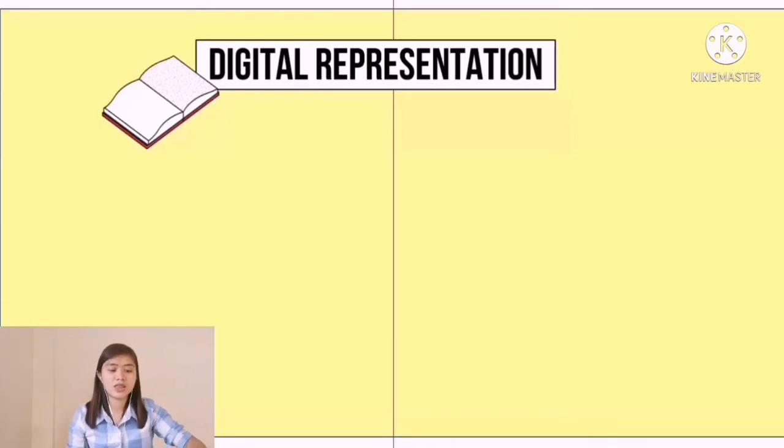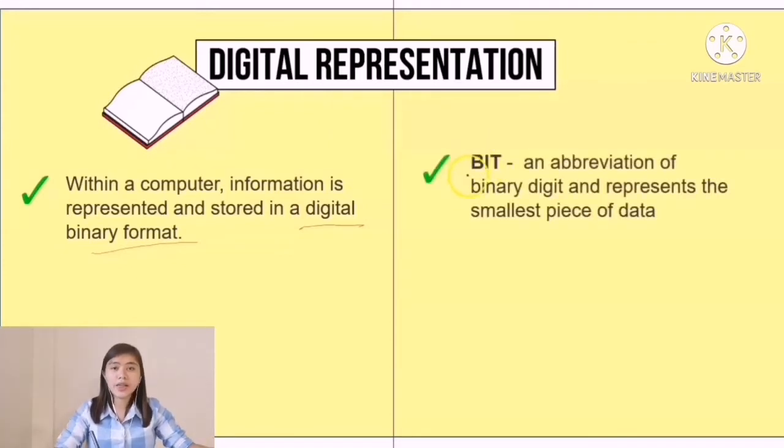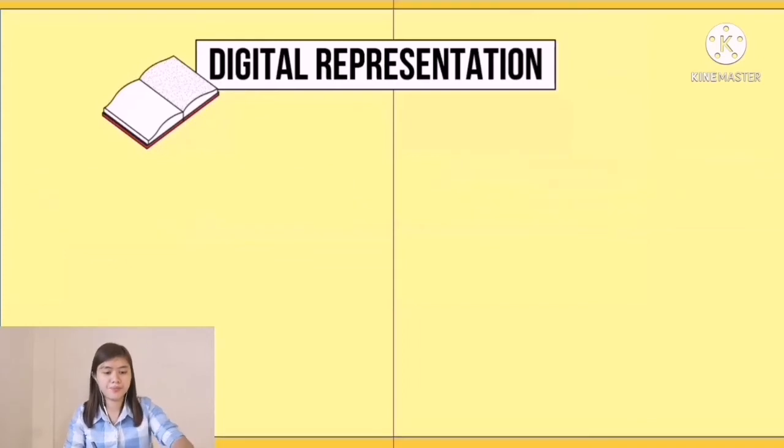Moving on now to the digital representation, always remember that in computers, information is represented and stored in a digital binary format. So later on, we will talk deeper about this digital binary format. Talking about bit again, a bit is the abbreviation of the words binary digit. So this bit represents the smallest piece of data when we are talking about computers.